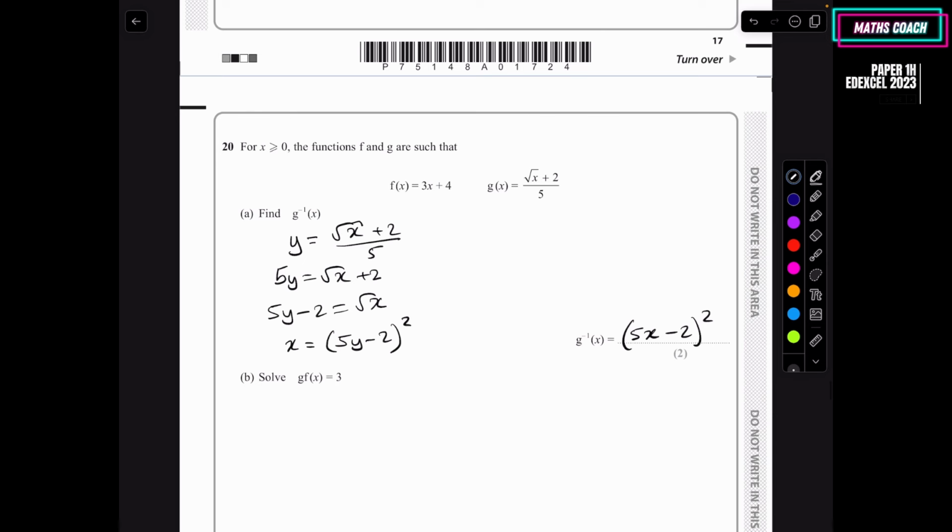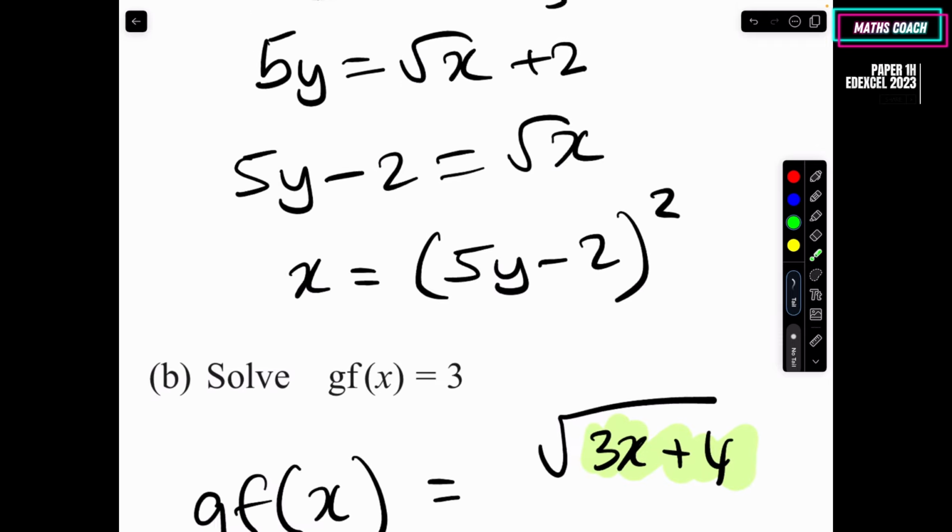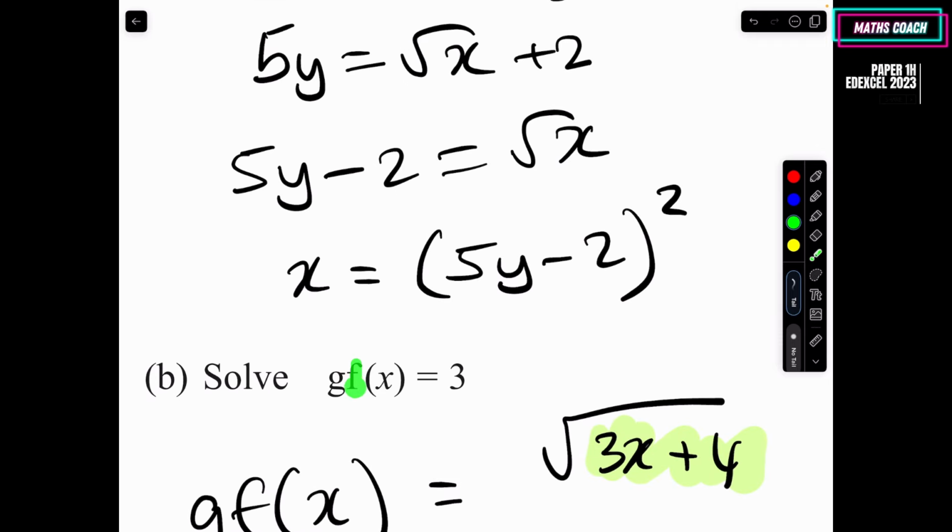All right, so let's do that first. This is what gf would be: the root of 3x plus 4. That's where I've put my x, which is all of that, f, okay? You might be wondering why I didn't do it the other way around. It's always the letter that's closest to the bracket that you take and put into the other one. So you take the f and put it into g, because f is closer to that bracket.